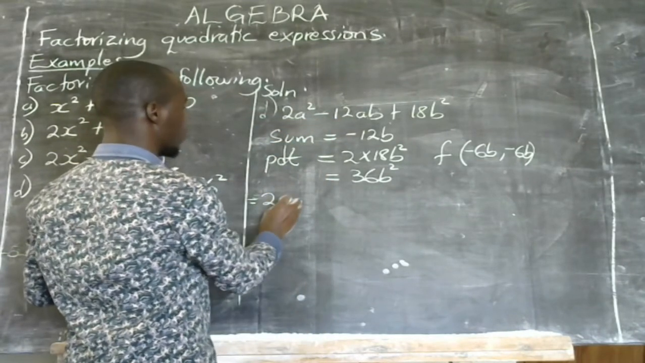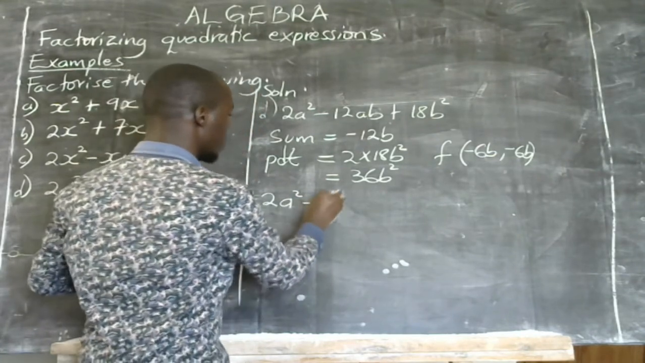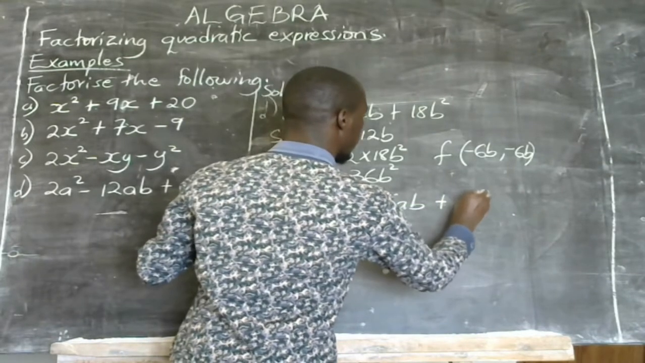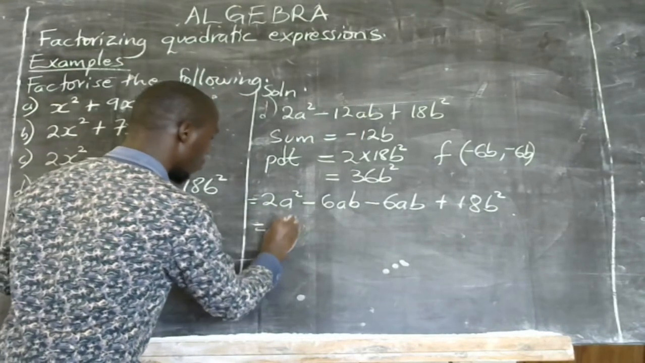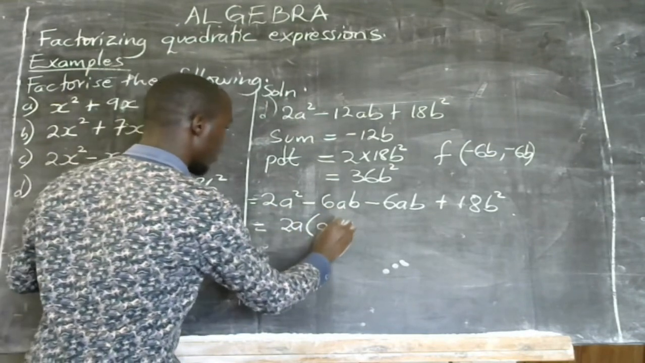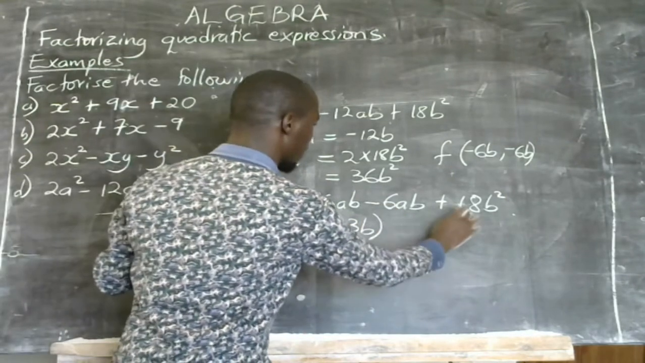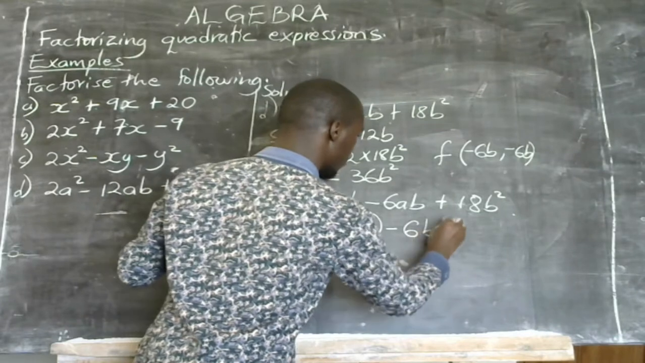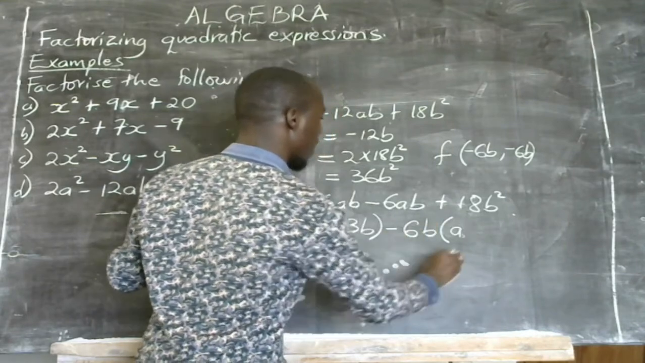Then I'm going to substitute them here. This is going to be equal to 2a squared, then minus 6ab, then minus 6ab plus 18b squared. Factorizing 2 terms, 2a is common, so here I'll be left with only a. Then here I'll be left with 3b. Then factorizing these 2 terms, minus 6b is common, so here I'll be left with a positive a and then a minus 3b there.